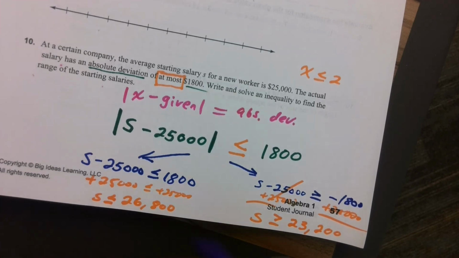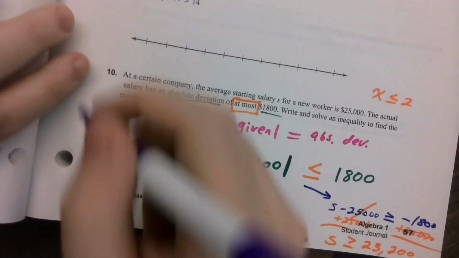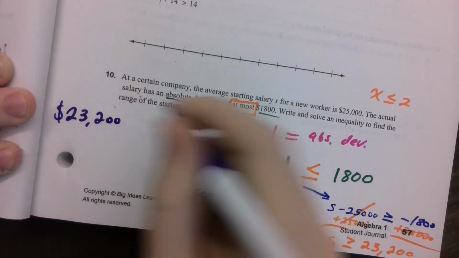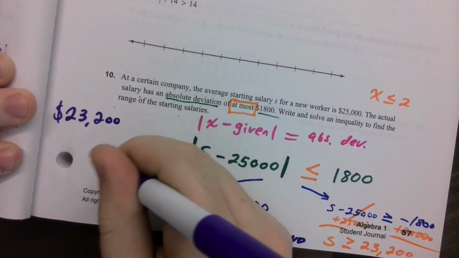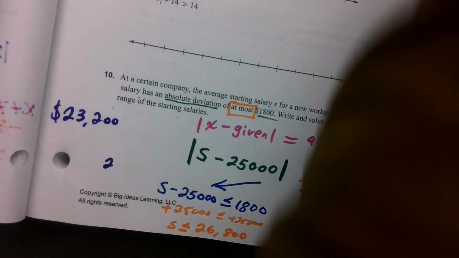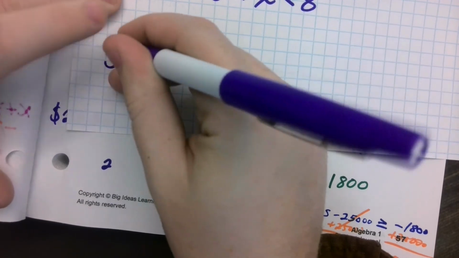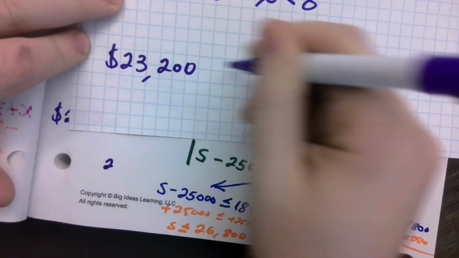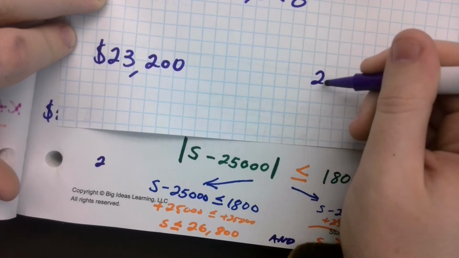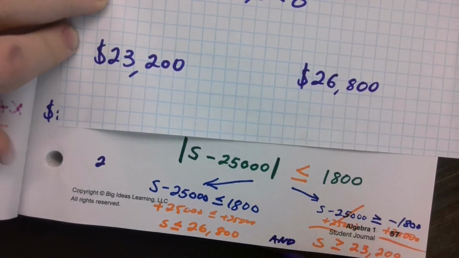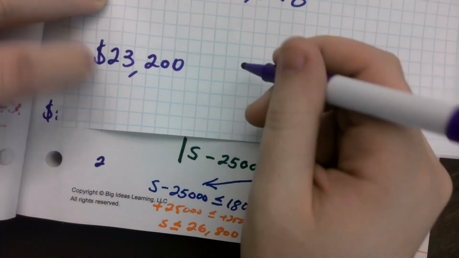We always want to write it out as one simple inequality instead of two connected by an and. So our lower number is 23,200, and this is dollars. Our higher number is 26,800. I'm going to write this on a separate sheet of paper. I apologize, y'all. Our lower number is $23,200. Our highest number is $26,800. And our s, our salary, is somewhere in between those two.